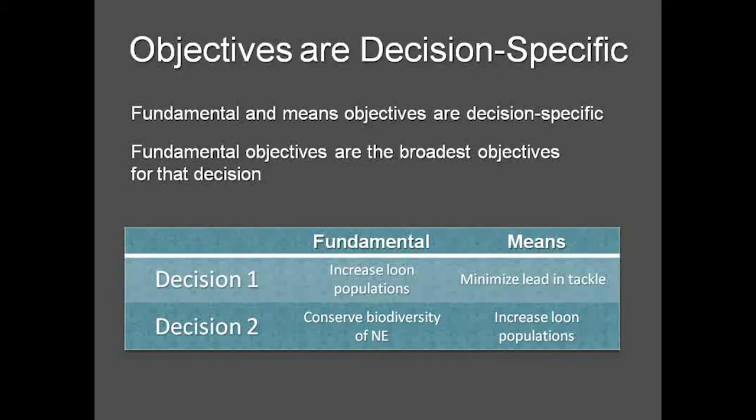In the first case, we might be talking about on-the-ground management actions. In the second case, we might be really talking about allocation of grant money among partners. Okay, so they may be very different decision contexts that fundamentally are trying to achieve something different. They have different fundamental objectives. Now, what's curious here is that the fundamental objective for decision 1 is a means objective for decision 2. The point here is just that you can't tell by looking at an objective whether it's fundamental or a means. You have to understand the context in which you're talking about those objectives, the decision context, okay?